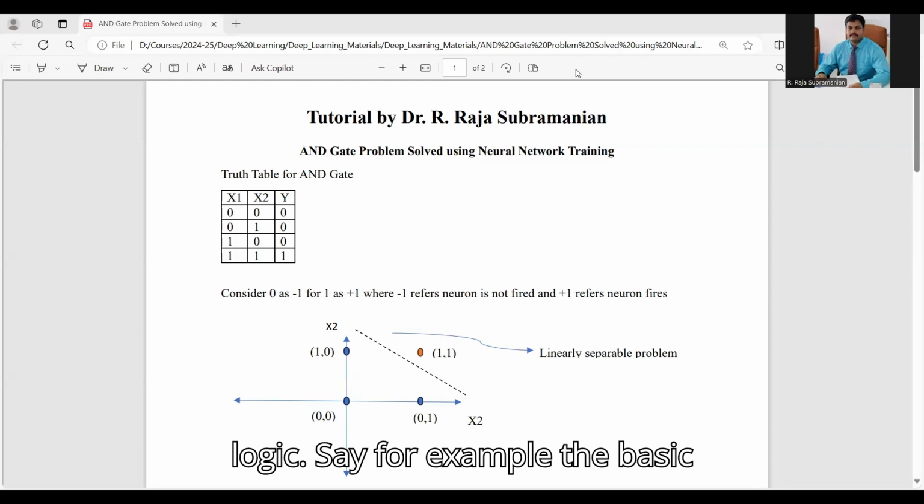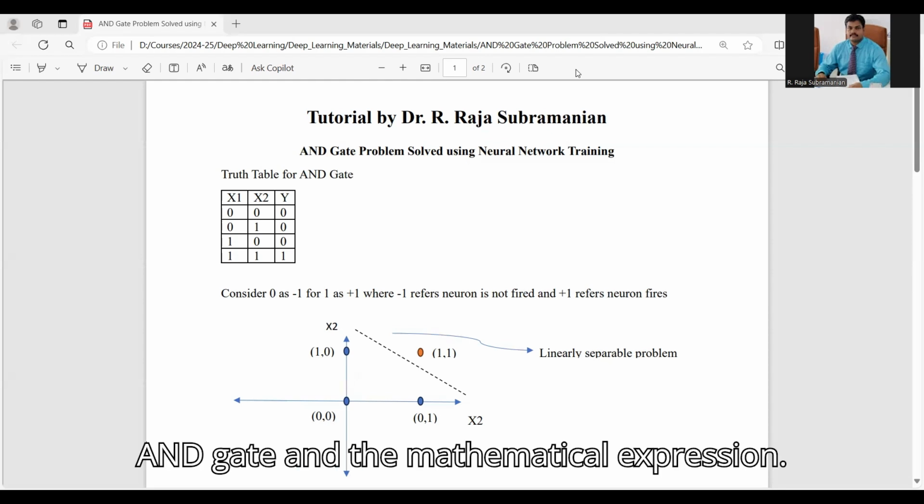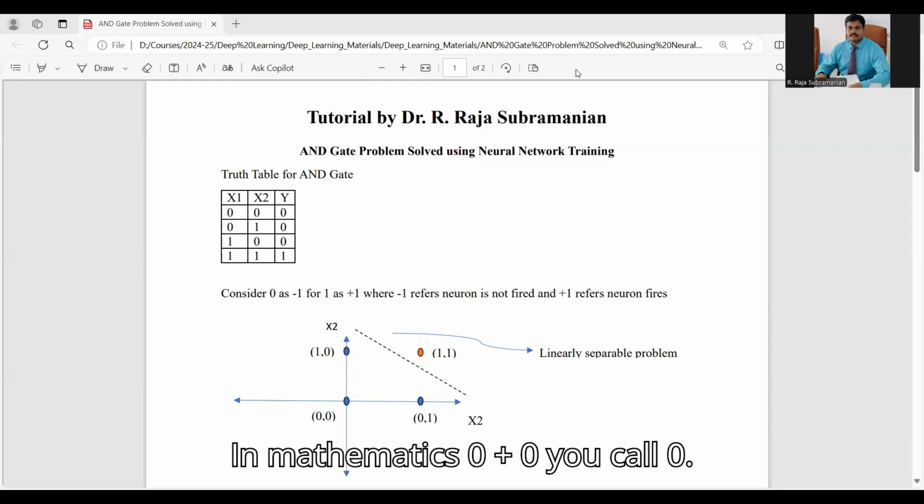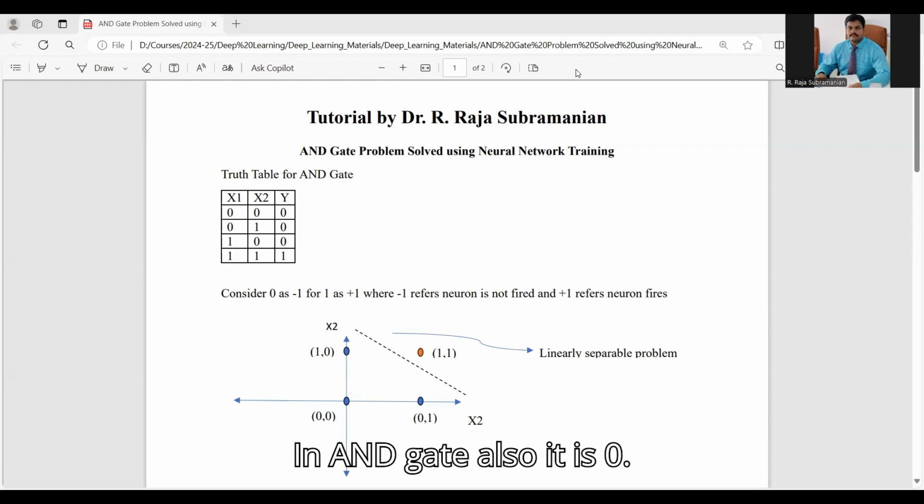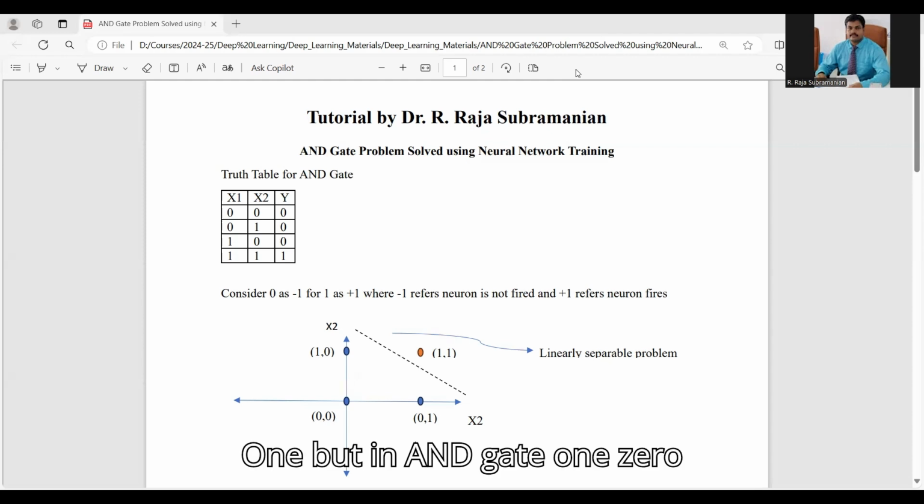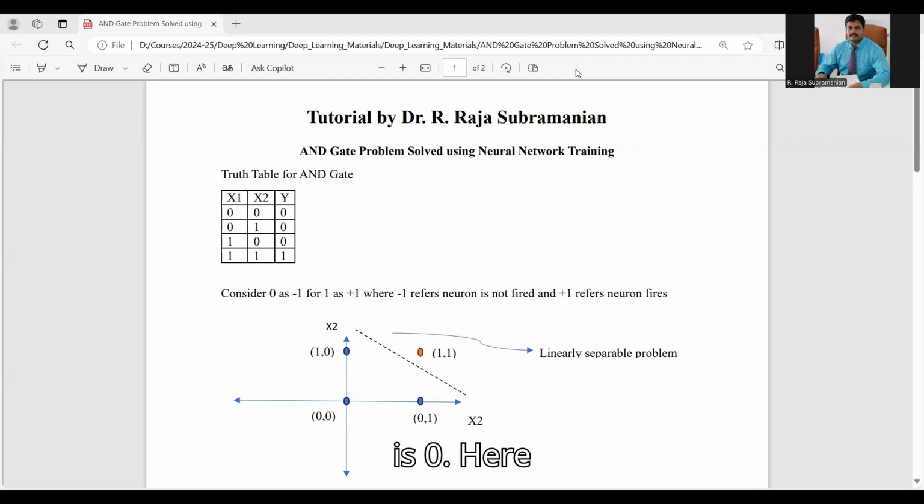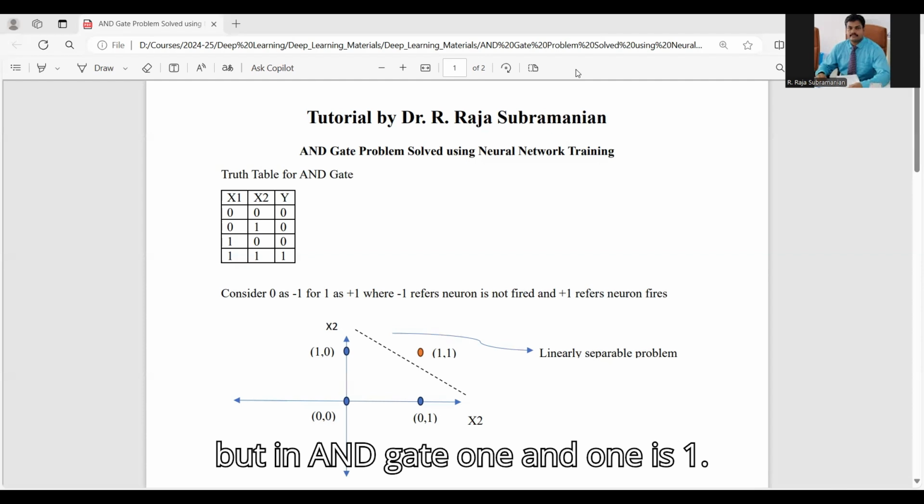Say, for example, the basic AND gate and the mathematical expression. In mathematics, 0 plus 0 is 0. In AND gate, also it is 0. In mathematics, 0 plus 1 is 1. But in AND gate, 0, 1 is 0. In mathematics, 1 plus 0 is 1. But in AND gate, 1 and 0 is 0. Here, 1 plus 1 in mathematics is 2. But in AND gate, 1 and 1 is 1.